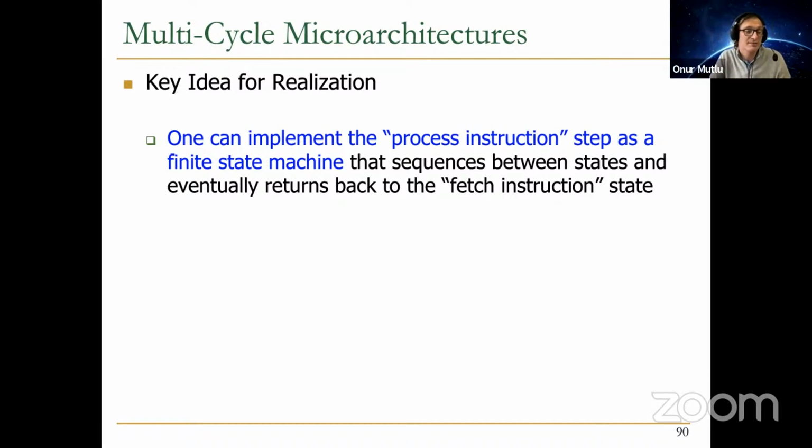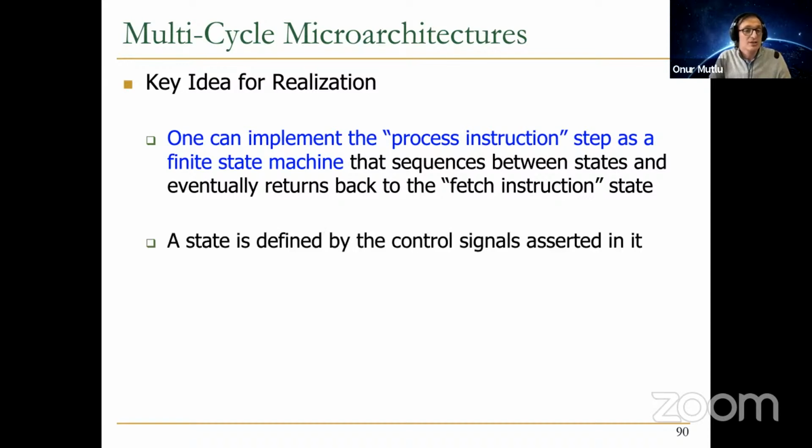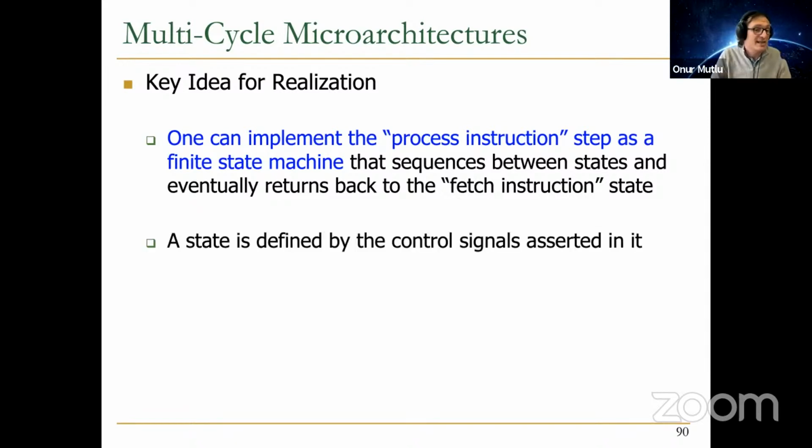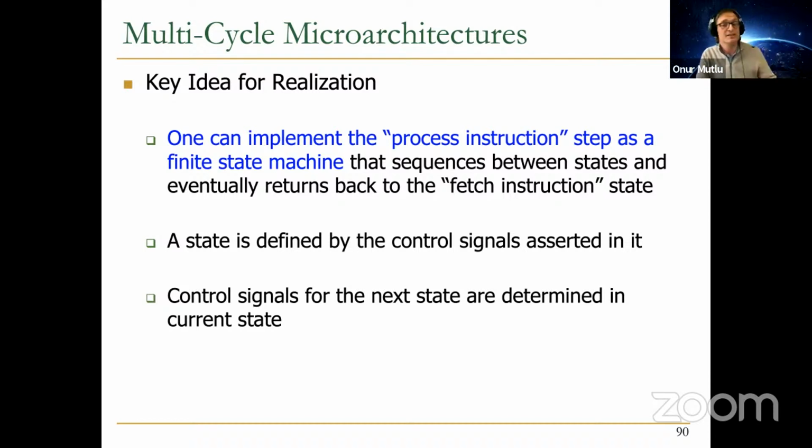So conceptually, this is very simple, as you can see, right? So a state is defined by the control signals asserted in it. Basically, you have a state. Fetch can take multiple states also, right? Control signals are asserted in some way, and that's the definition of your state. If two states have exactly the same control signals, they're essentially conceptually the same states. You can merge them if you really want to optimize your logic, for example, because they essentially do exactly the same thing. Control signals for the next state are determined in the current state.